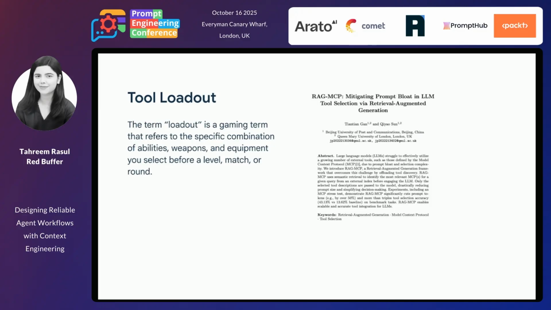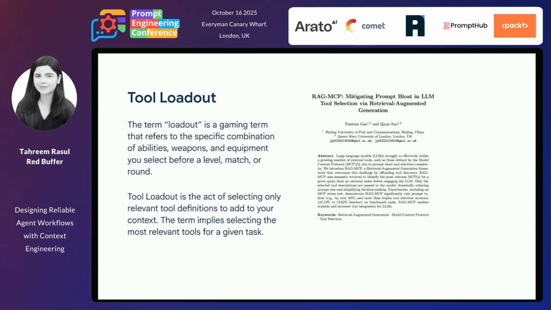This is a very interesting paper called RAG-MCP: Mitigating Prompt Bloat in LLM Tool Selection. Loadout is a gaming term, apparently, and it refers to the specific combination of abilities, weapons, and equipment that you select for a particular match. I'm not a gaming person, but online this is what I found. And you can apply the same rule to your agents.